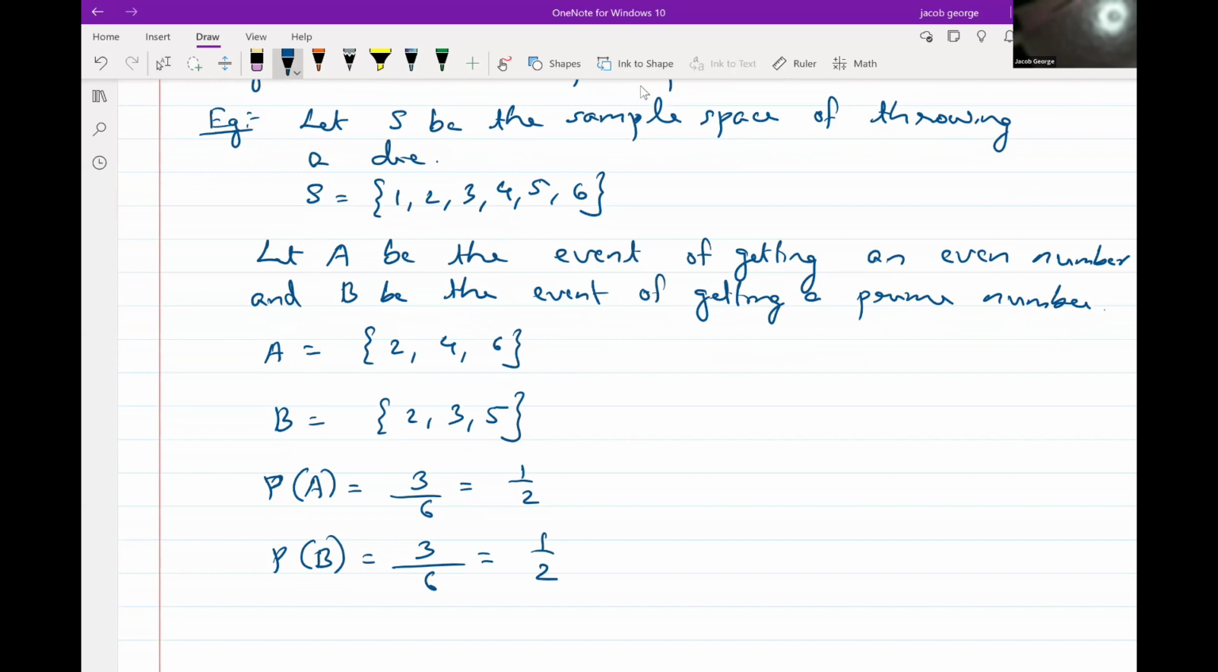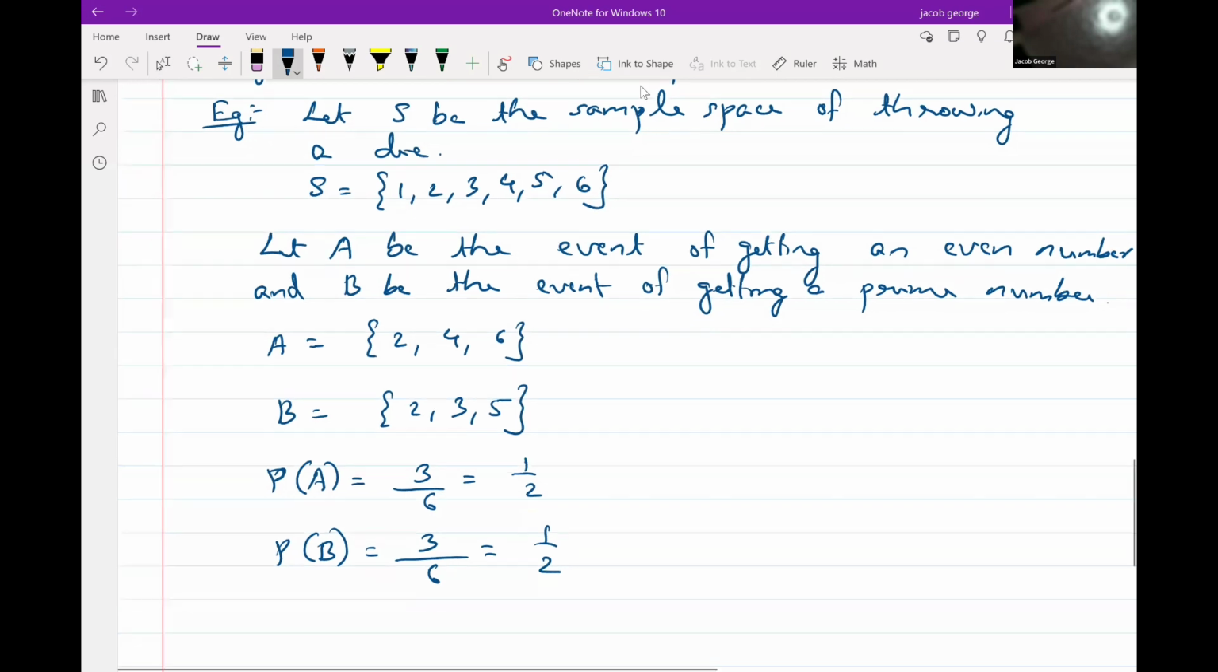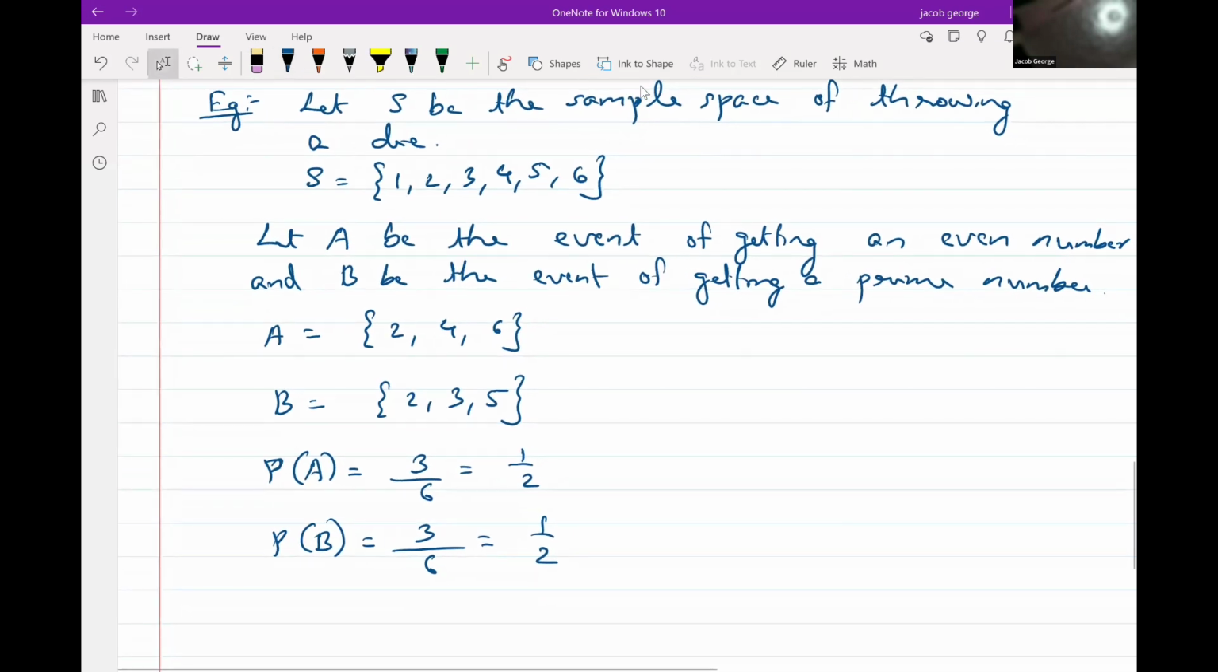So this way, we have to study in detail about events also to write the probability. Probability is number of elements in the event upon number of elements in the sample space, or number of favorable outcomes by total number of outcomes. Please write.